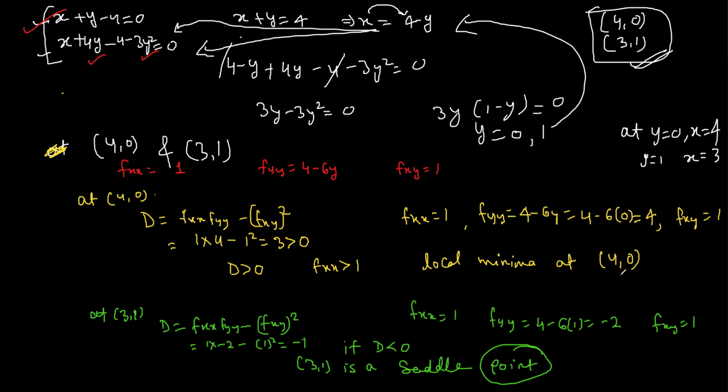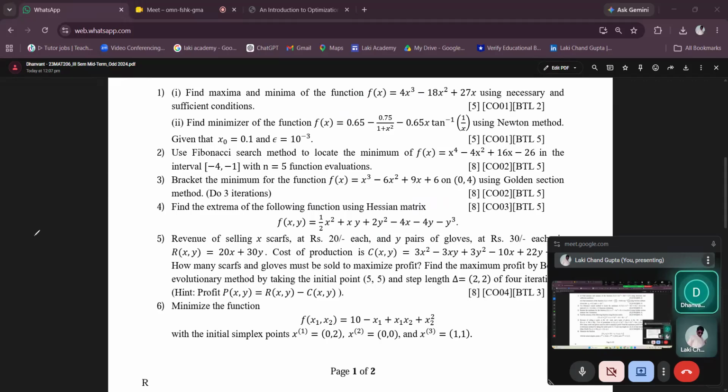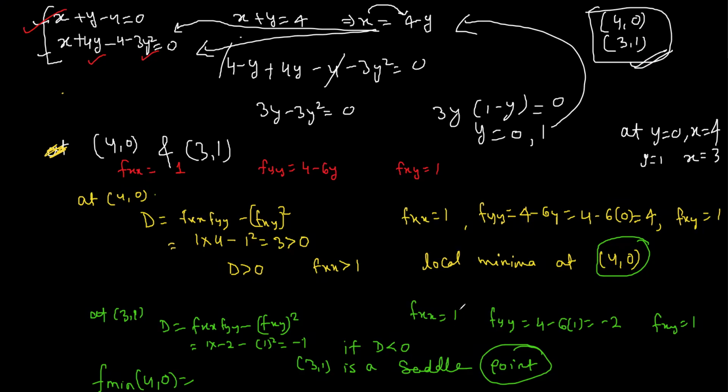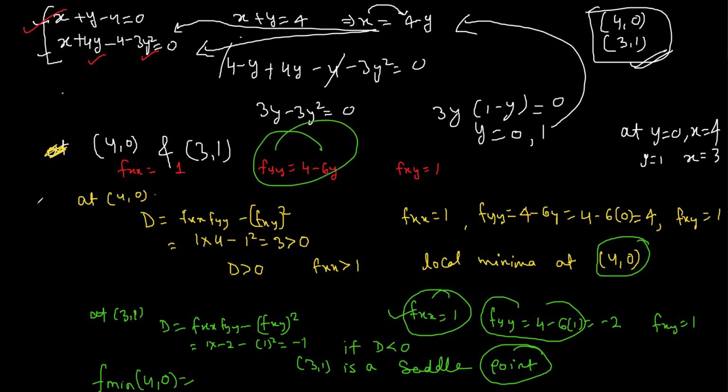So only one point is useful, which is (4, 0). So f will be minimum at (4, 0). Put the value of x equal to 4 and y equal to 0. Understood? Yes, it is constant, so for every case it is the same. This will change, because it depends on the y variable. Understood? Yes.